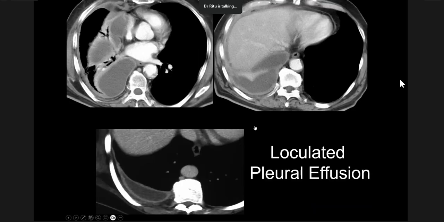Loculated effusions on CT, and this is the split pleura sign here at the bottom, which is what you look for in empyemas. Again, there's a lot of pleural thickening, and it's multiloculated, so this is an exudative complex pleural effusion. Again, looking at this, all you can really say is this is exudative. Is this tumor? Is this infection? That will depend on cytology.